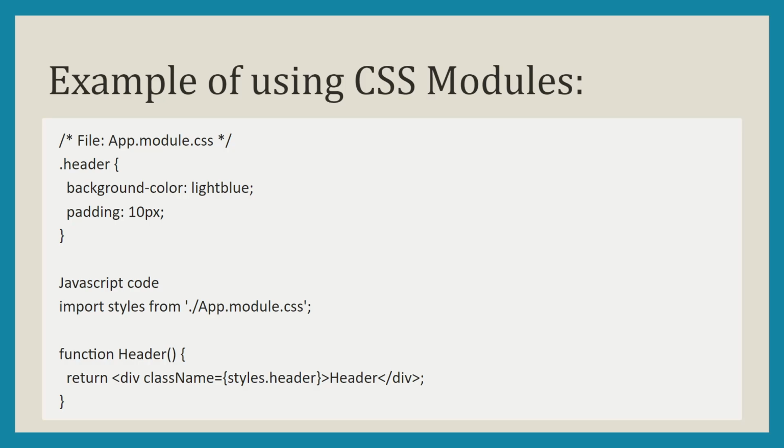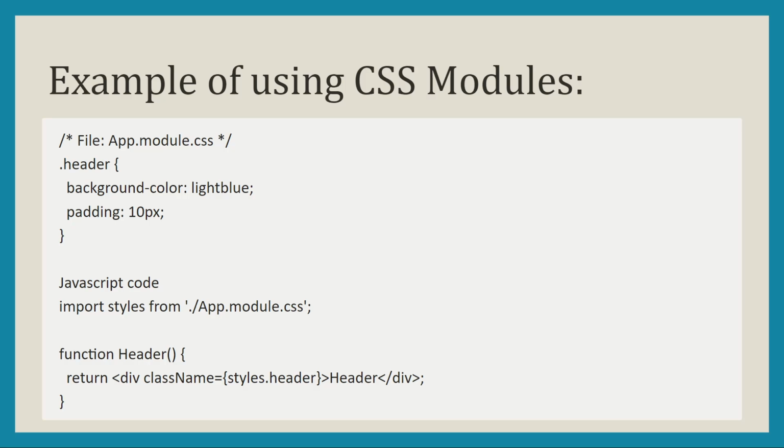So now let's talk about examples of using CSS modules. I'll explain this code, right? So first is the CSS module app.module.css. This is a CSS file that will be treated as a module, and CSS modules are scoped locally by default. So styles defined here won't affect other parts of the application unless explicitly imported and used. So be careful about that.